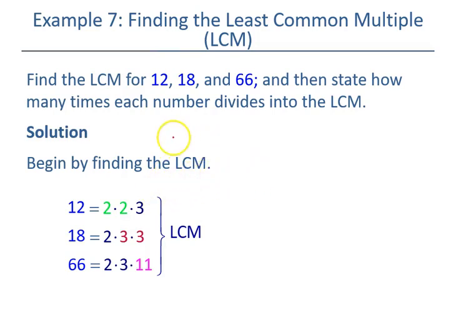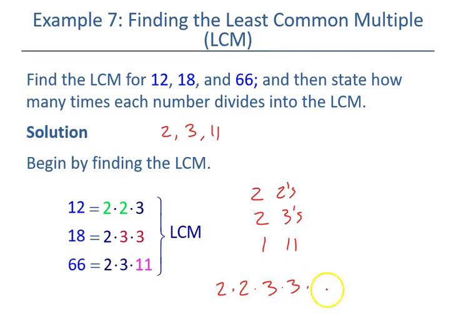Okay, so the prime factors of this are 2, 3, and 11. Well, notice here I have two 2's, I have two 3's, but then I've also got this one 11. So to build this, I'm going to have 2 times 2 times 3 times 3 times 11. So 2 times 2 times 3 times 3 times 11 gives me 396. So 396 is the LCM.